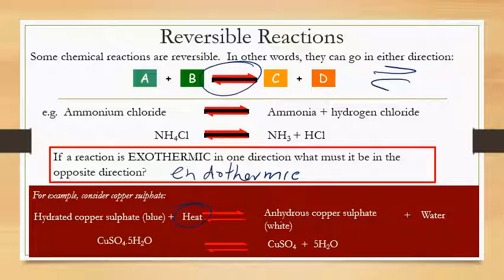That's the symbol equation there. So you have to know both of those examples, the example of ammonium chloride and the example of hydrated copper sulfate, as both reversible example reactions.